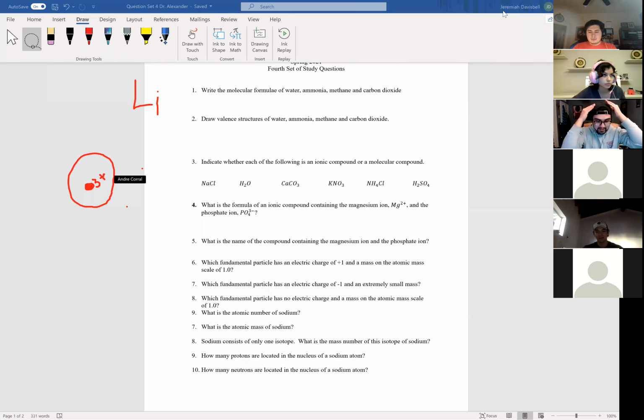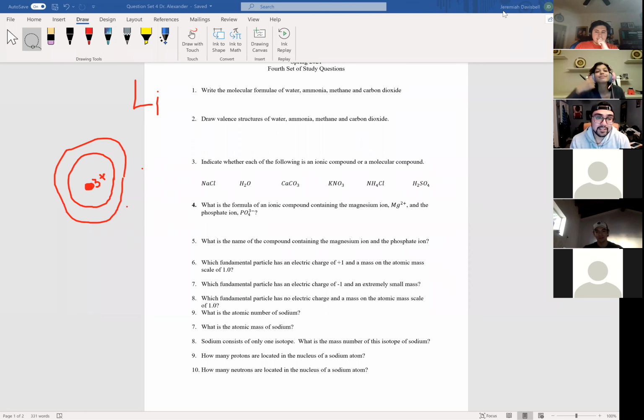So I already drew a certain amount of shells. I should have asked you guys why it would be like that, but it doesn't matter. So how many electrons can fit in the first shell? Does anybody know? 2. 2, right? So 1 right here and 1 right here. And how many can fit after 2? Like after 2, how many electrons can fit in each shell? 8. 8, right? Yeah, 8 can fit, so that's correct.